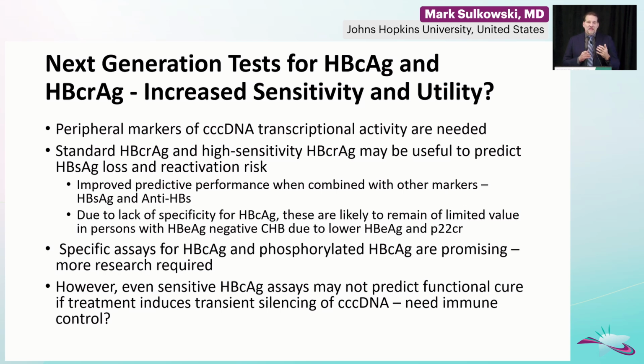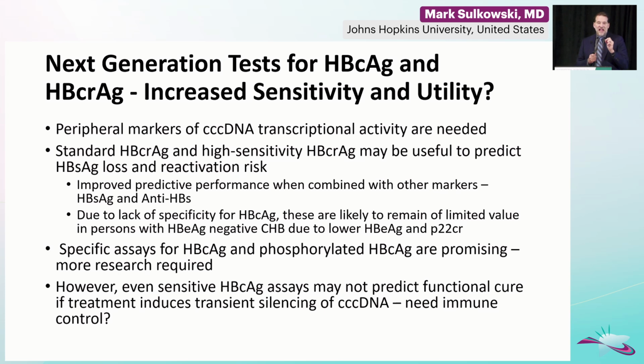But I think the lack of specificity for core will always limit the value of correlated antigen, and these are going to be lower in people who are e antigen negative. We spent a lot of time talking about those today, and many of the patients we see have that. So I do think there is a role for specific Hep B core antigen and phosphorylated hepatitis B core. I think these are promising. More research is needed, and the inclusion of these into clinical trials is certainly important.